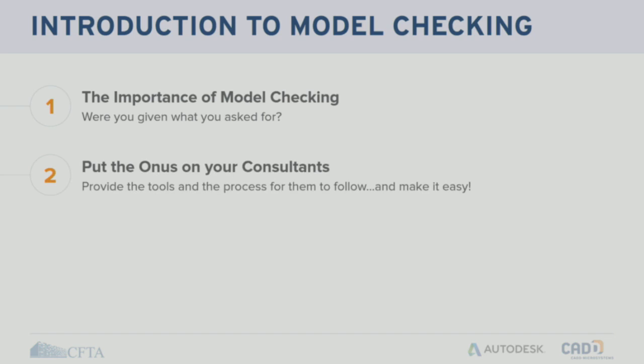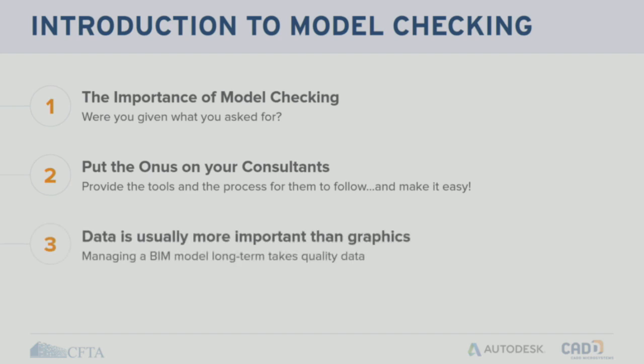That's part of putting the onus on them. You as an owner don't need to spend all this time checking models. We just heard in the presentation before this, OSU was spending upwards of a week checking models before they put model checking into place. And now they can do it in minutes and hours instead of a week.